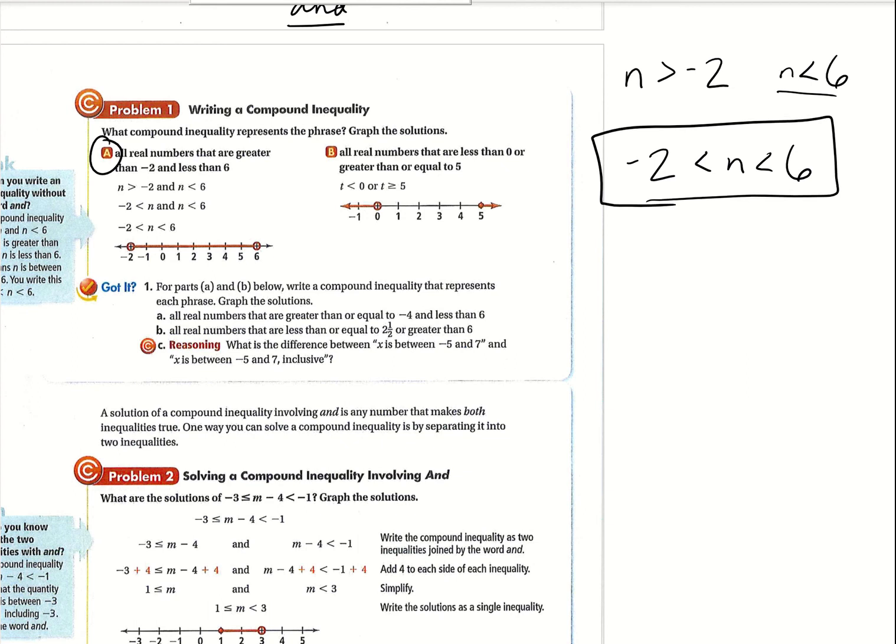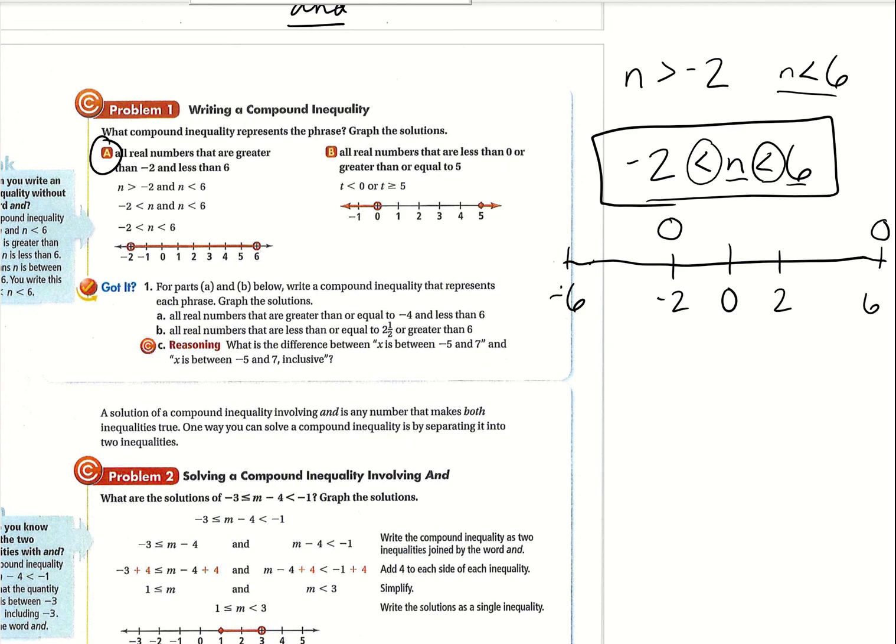You can also then graph this. If we're at 0, -2, +2, and you can pretend this is to scale, we would have negative 2 is less than n, so it should be an open circle. And then we have positive 6, and it's also just less than, so we have another open circle. Since it's true when n falls between those, we shade the space in the middle.